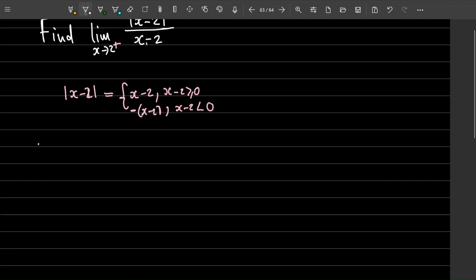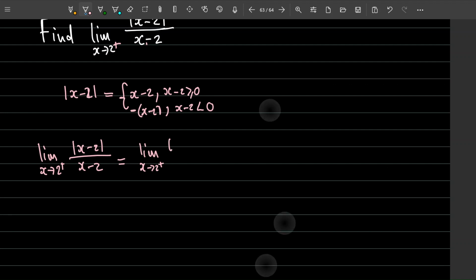So now we can say that the limit as x approaches 2 from the right of modulus of x minus 2 over x minus 2 is equal to the limit as x approaches 2 from the right of, if we are coming from the right, that means what are we?